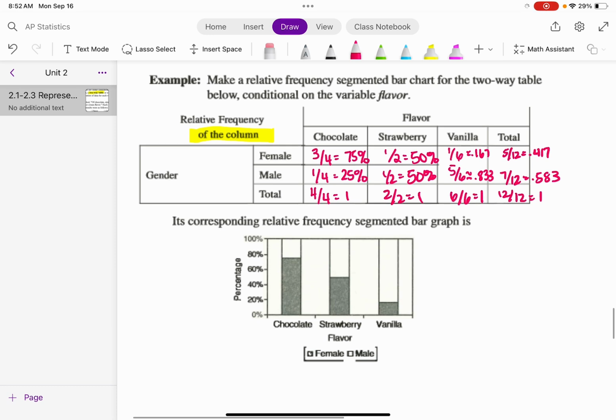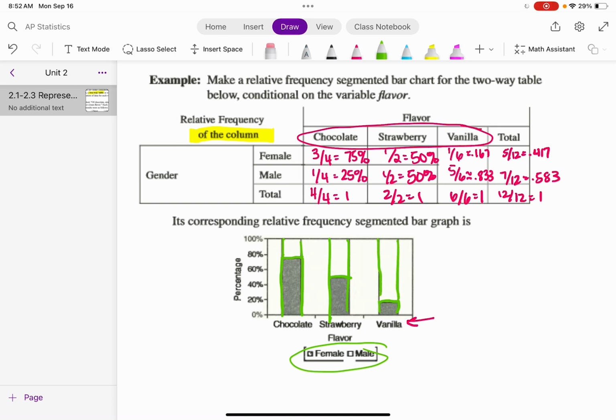Because we're looking for the columns to equal 1, my columns are chocolate, strawberry, vanilla. Those are what I'm putting in here to be my x-axis labels. And then my segmented bars are split male and female, so I have a key for that down here. So we'll just look at chocolate, 75%, 25%, strawberry, we see that 50-50 split, and then vanilla, a small percentage of females, about 16%, and then a larger percent of males. Okay, and that wraps it up for today.